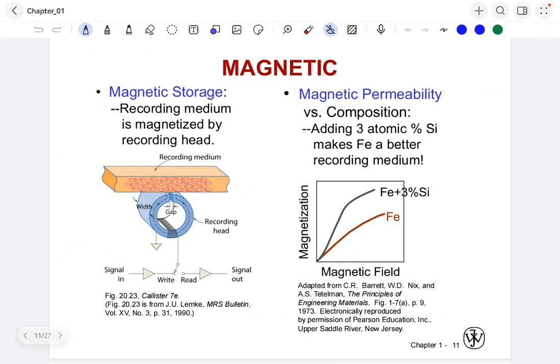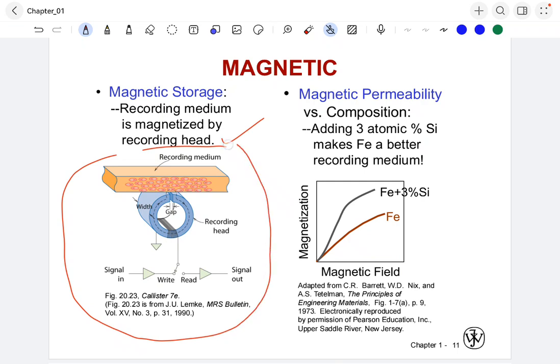The magnetic storage recording medium is magnetized by a recording head, as we can see in here, and this is an illustration of that process, where we can see the magnetic permeability versus the composition. Adding 3 atomic percent of Si makes the Fe a better recording medium. So as you can see in here, if we add 3% of silicon to the iron, that will improve the overall magnetization.